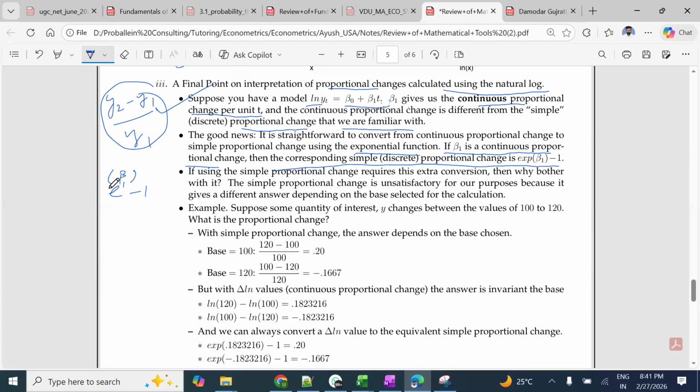Now the question is, why will you be using this formula? You will be using it to find the discrete proportional change from the continuous proportional change. If you want to convert into simple discrete proportional change, then you use this formula. So here beta 1 you have got through this continuous proportional change, ln yt. Okay?